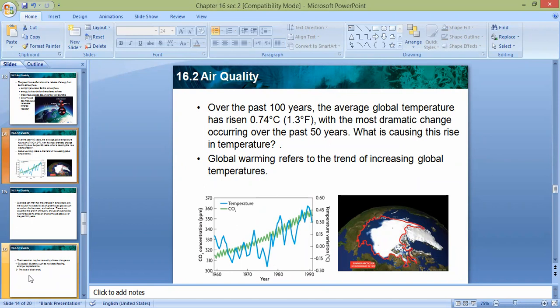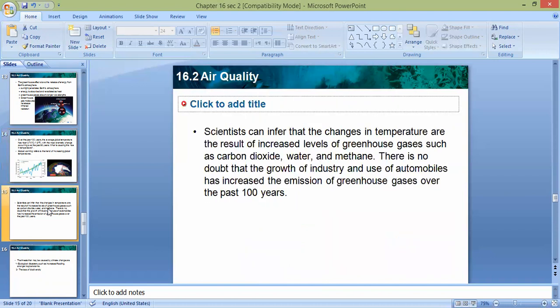Yes. Now, over the past 100 years, the average global temperature has risen 7.7 degrees Celsius. It increased during the last 100 years, and this made a dramatic change during the last 50 years. What causes this increase in the temperature? Global warming. Global warming refers to the trend of increasing global temperature.